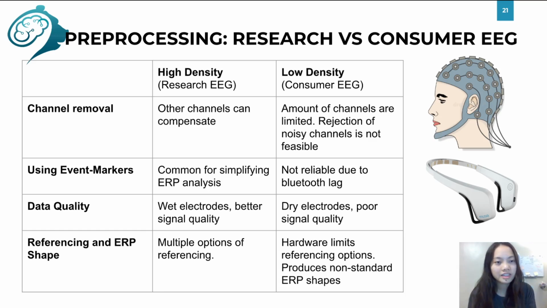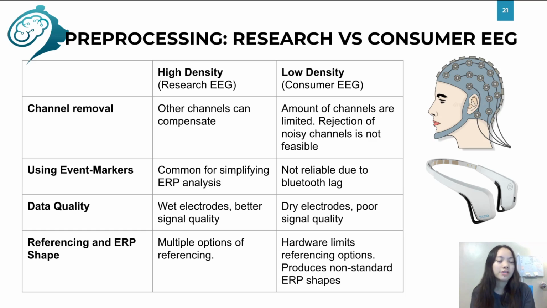And then next is data quality. High-density EEG systems are often employed with wet electrodes to provide better signal quality than dry electrodes. In low-density EEGs, which already use dry electrodes, the issue of signal quality is further complicated by the limited amount of channels. Therefore, a bad channel cannot simply be rejected. However, sufficient quality can be easily obtained if users follow the guides for using these headsets more closely and gain experience with this type of EEG system.